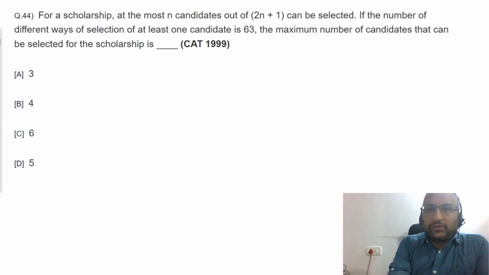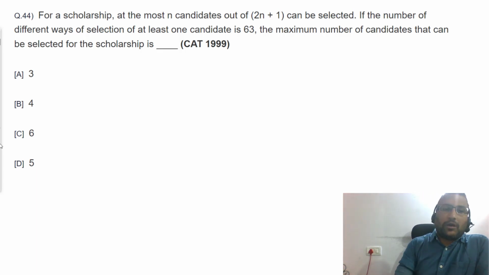The first question is from CAT 1999. For a scholarship, at most n candidates out of 2n plus 1 can be selected. If the number of different ways of selection of at least one candidate is 63, the maximum number of candidates that can be selected for the scholarship is how much?